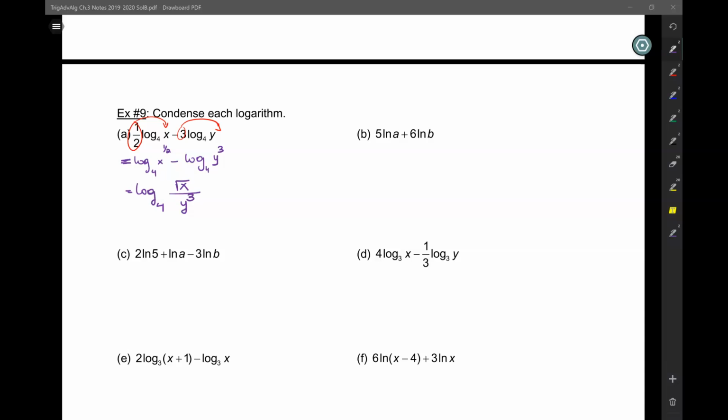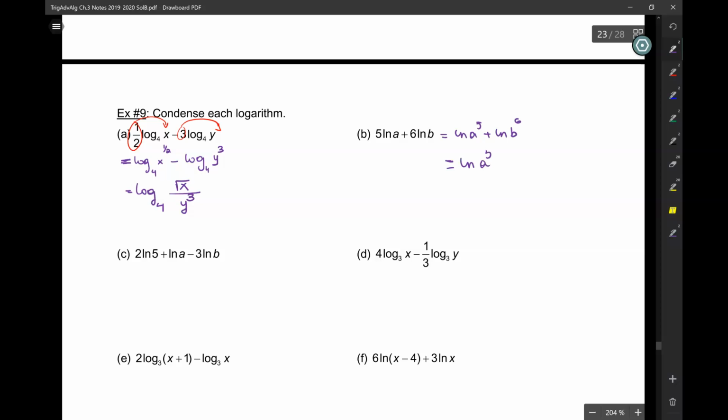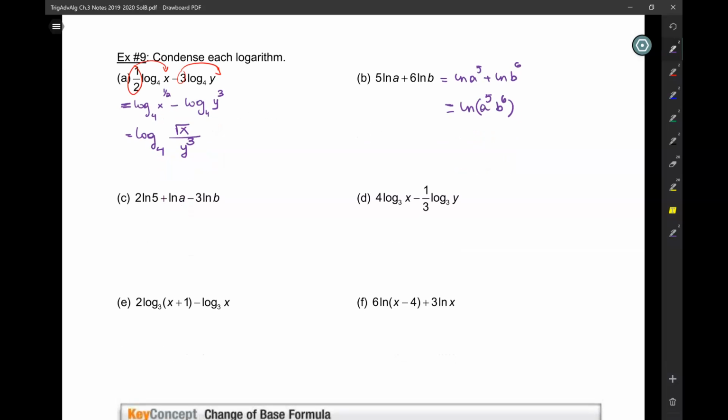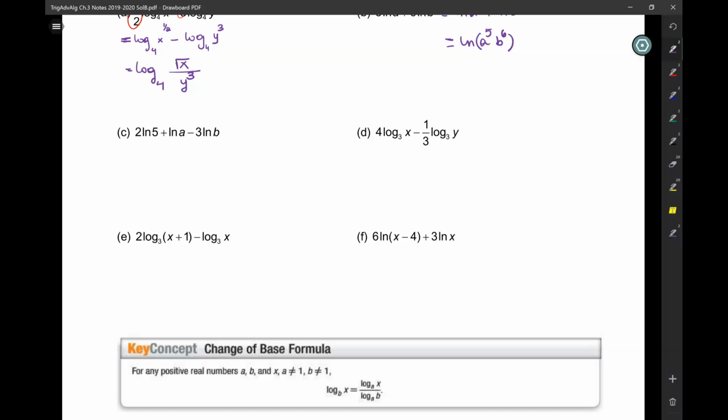All right. So, exponents first. This is ln a to the 5th plus ln b to the 6th. So this is ln a to the 5th times b to the 6th. You can do it that way or put parentheses. Questions? Not that bad, huh? Logarithms are not that bad at all. They're very, very doable. Okay, so let's go one more.